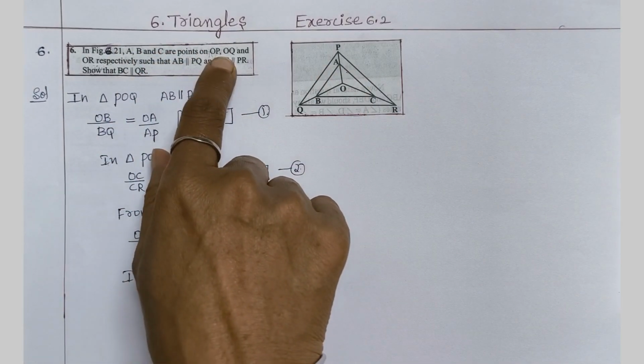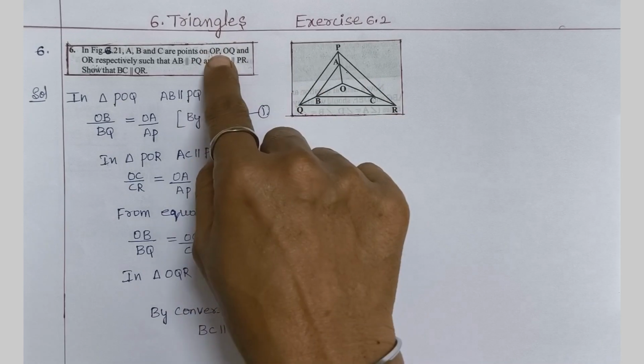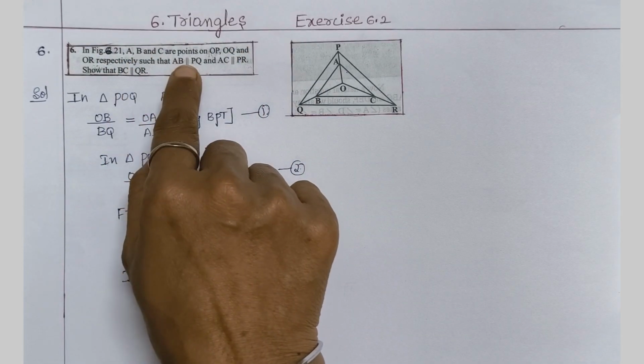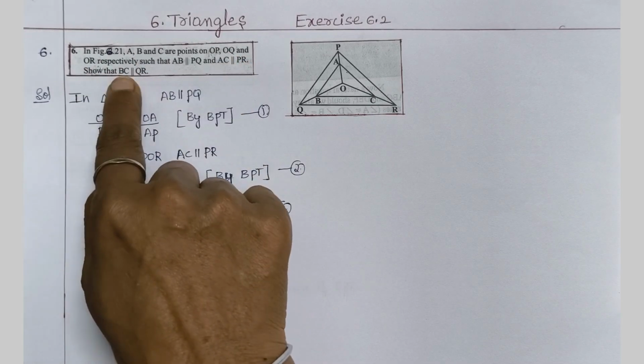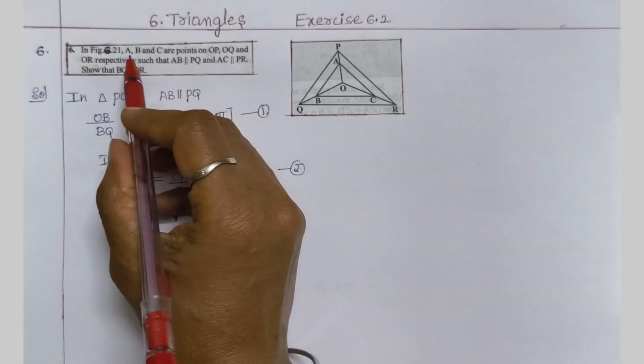A, B, C are the midpoints of OP, OQ, OR respectively, such that AB parallel to PQ, AC parallel to PR. Show that BC parallel to QR, we have to prove. Okay, carefully listen, I will explain.